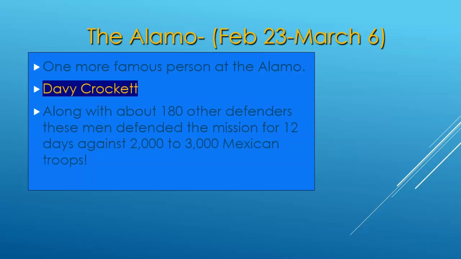He had actually left Tennessee after he lost his chance at re-election. The funny story is a reporter asked him, "What do you have to say to the people who chose not to send you back to Congress?" And his quote was, "You can tell them to go to hell. I'm going to Texas." So it gives you kind of an idea of who the person was of Davy Crockett.